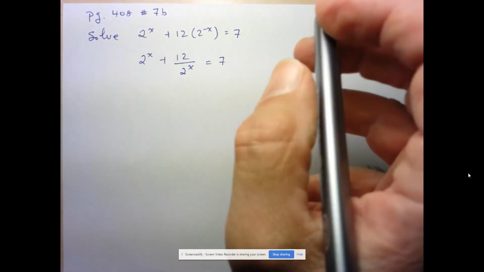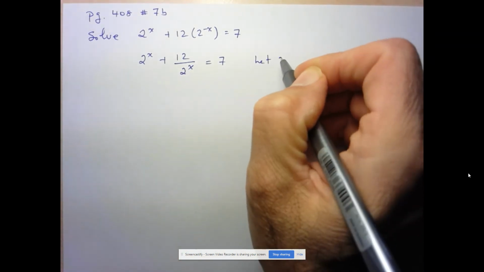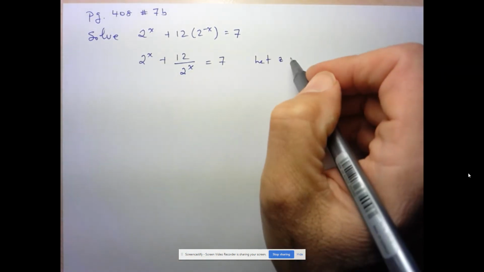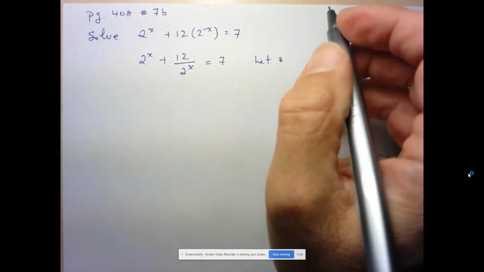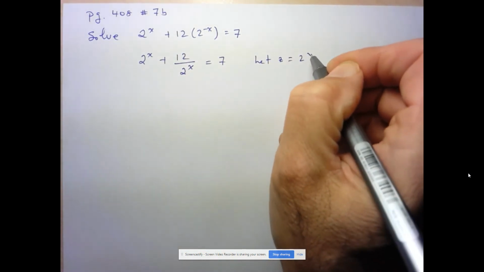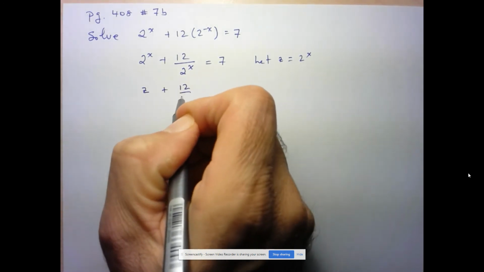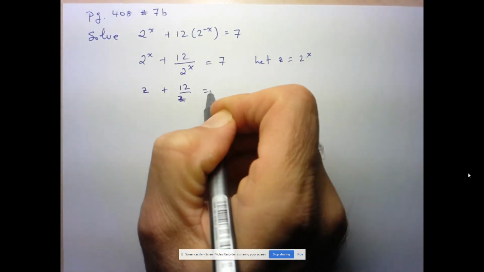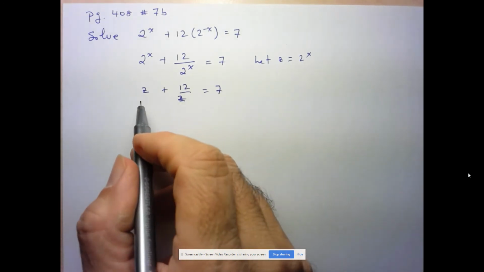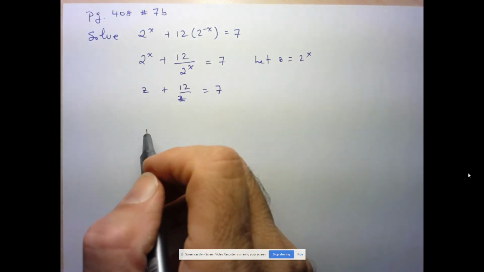So the trick I'm going to use here that we've used many times is I'm going to bring in another variable to represent this power. So let's let z equal 2 to the x. And so now when I rewrite this as z plus 12 over z equals 7, I recognize this as a rational equation. And so I'm going to solve this.